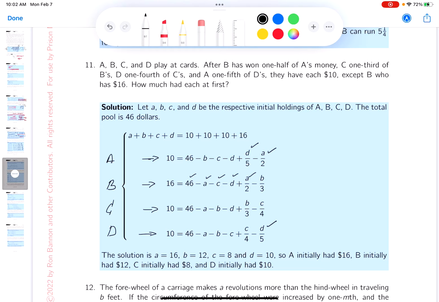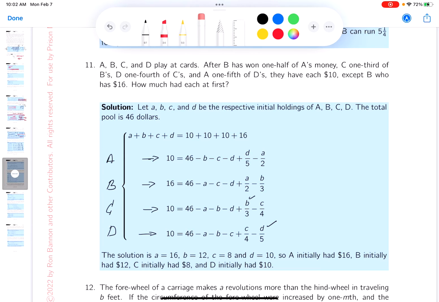But they say something else about B. Let me take a look at it. It's a lot of reading. It says after B has won one half of A's money, C took 1/3 of B's money. So that means B lost 1/3 of his money to C. Things are coming in, and I'm writing these things down. It's important to write some summaries of what you're writing down. It's tough to keep track, though. I'm not keeping track of everything, but I think I have A covered. Everything's been checked off. I have B covered. Let me talk about C now, and then we'll get to D later.